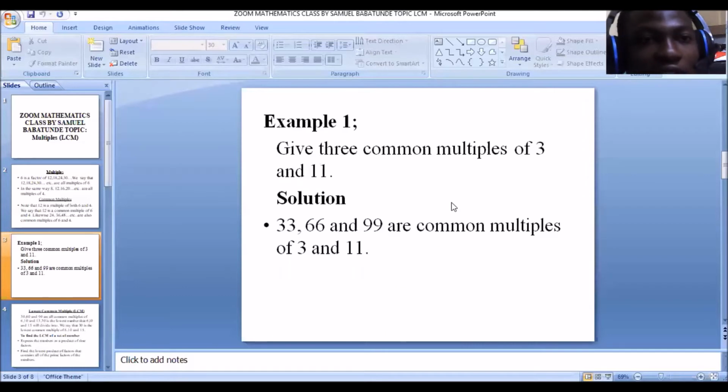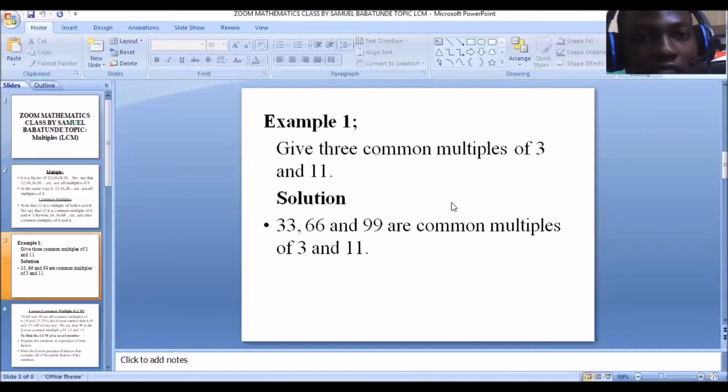You move again. 11 times 6 will give us 66. Now you check. Can you find 66 as a multiple of 3? Yes, because 3 times 22 will give us 66, and 3 is a factor of 66. So you say, okay, 66 is a common multiple of 3 and 11. Now we've gotten two common multiples of 3 and 11. But the question says we should find 3.